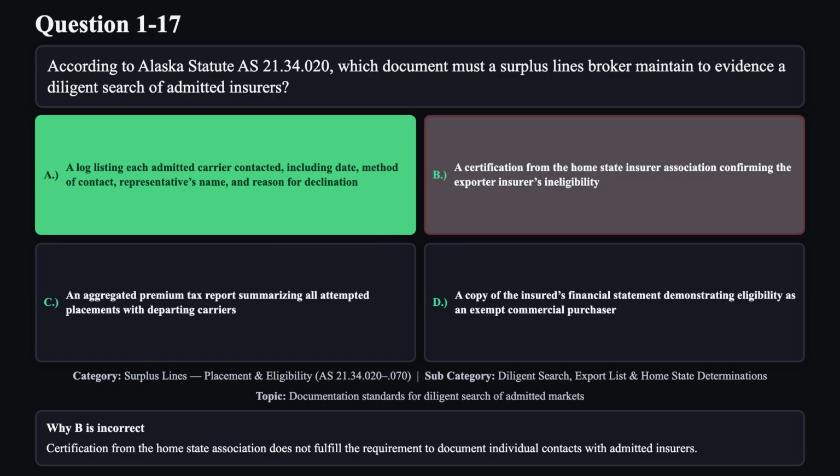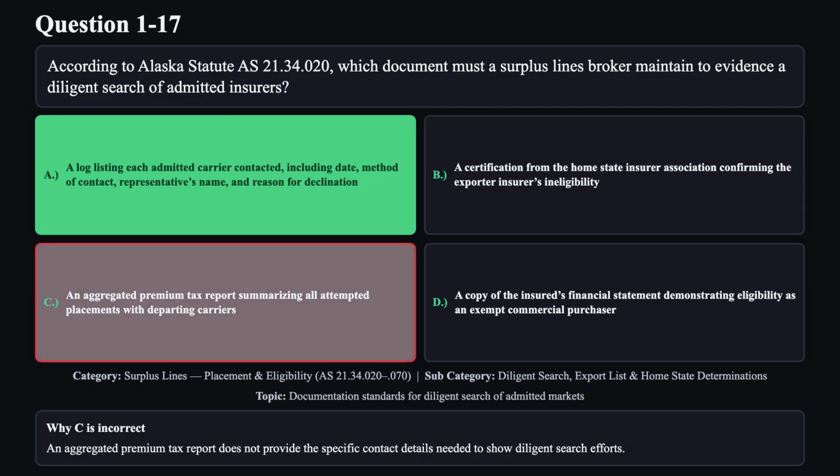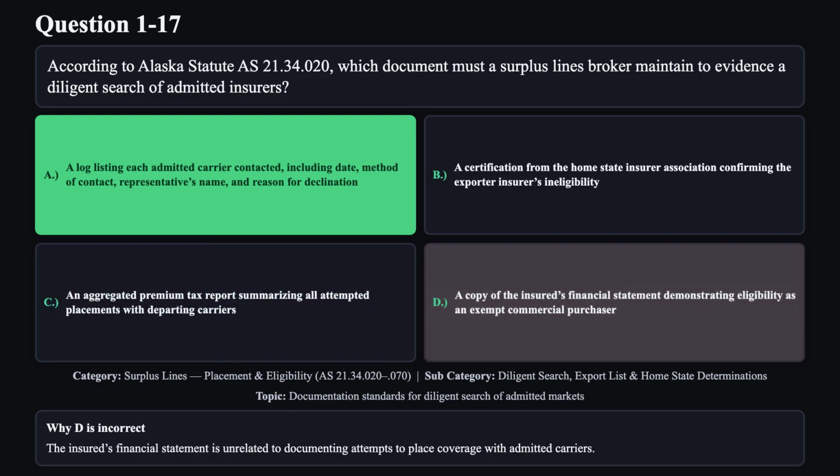Reason B is not correct. Certification from the Home State Association does not fulfill the requirement to document individual contacts with admitted insurers. Reason C is not correct. An aggregated premium tax report does not provide the specific contact details needed to show diligent search efforts. Reason D is not correct. The insured's financial statement is unrelated to documenting attempts to place coverage with admitted carriers.